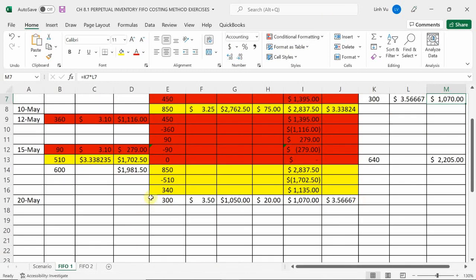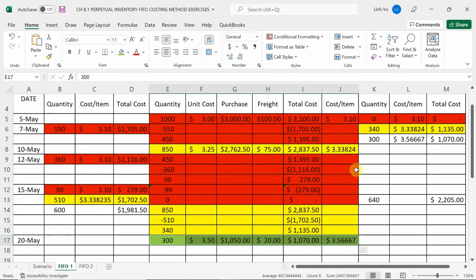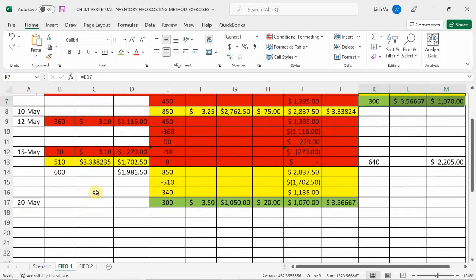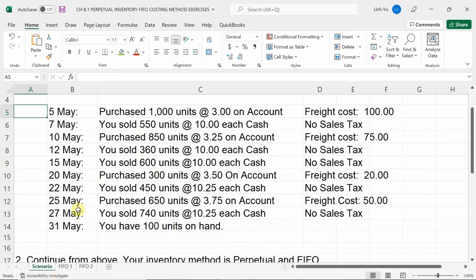And let's go ahead and color code this batch here. Okay. And right, I'm going to keep it in order. I'm going to make this green. Okay. So now we don't have red anymore. We only have yellow and green. And we have a total of 640 units available to sell. Okay. So then let's see what happened next.